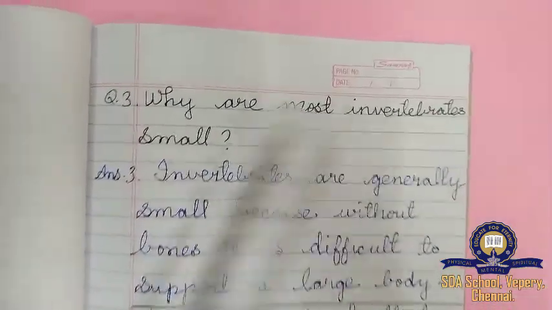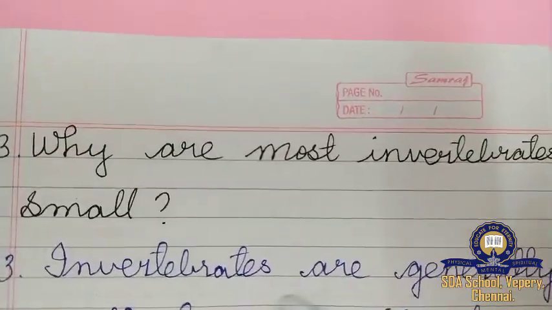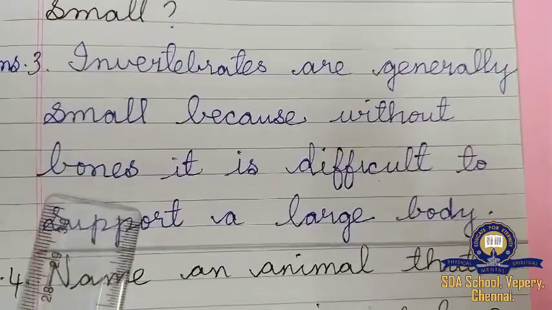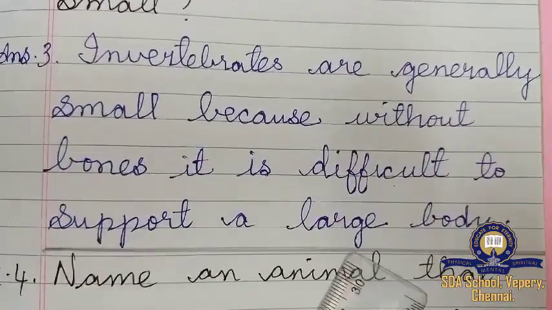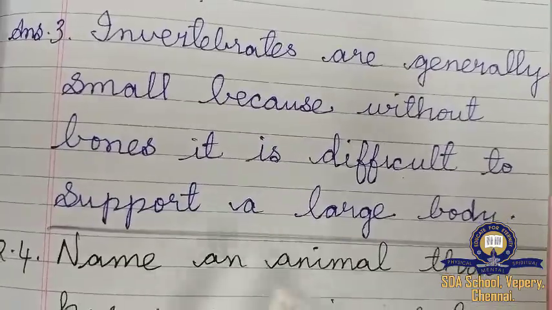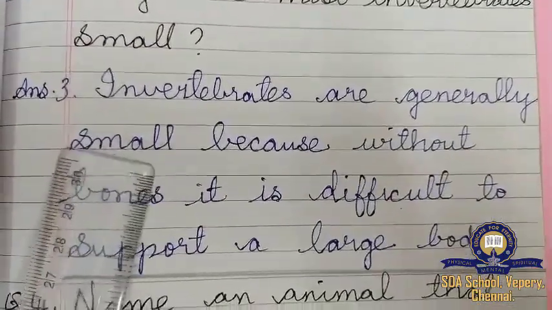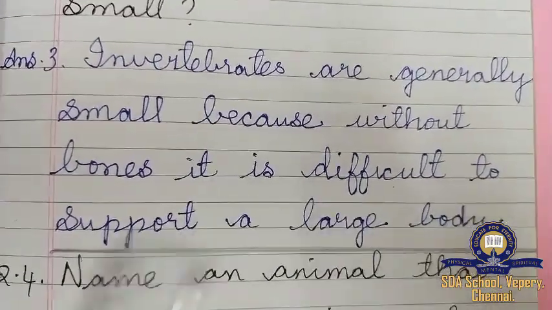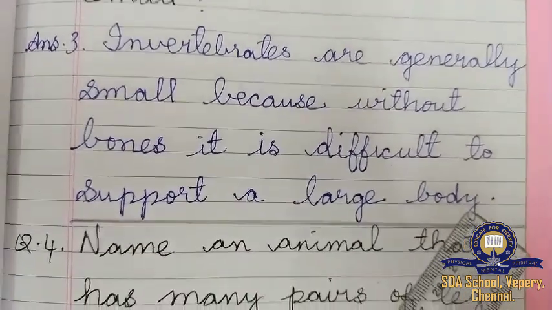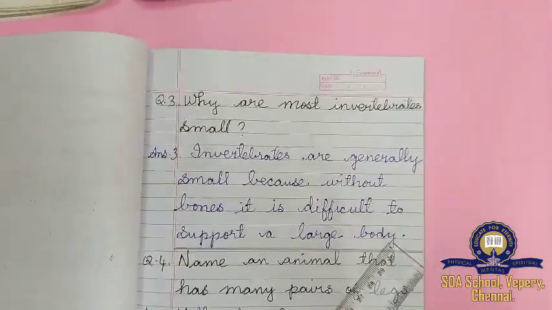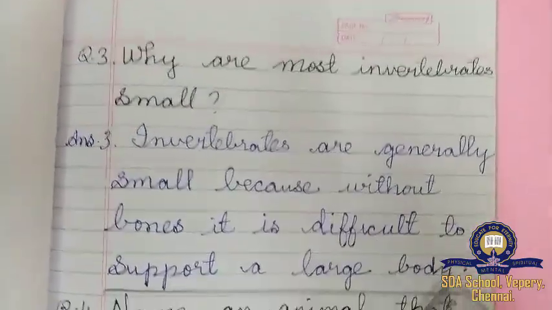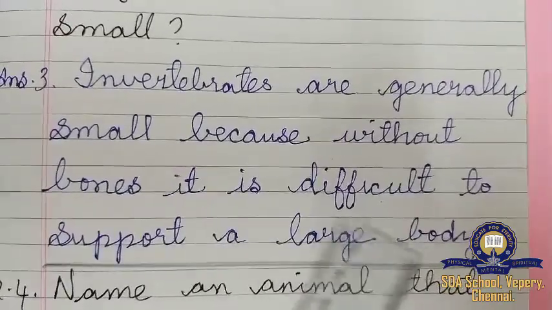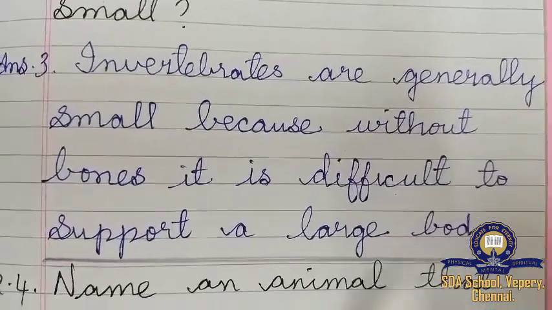Why are most invertebrates small? Invertebrates are generally small because without bones, it is difficult to support a large body. If it is big, they cannot walk straight without bones. They have to crawl, so they are little. So invertebrates are generally small because without bones, it is difficult to support a large body.